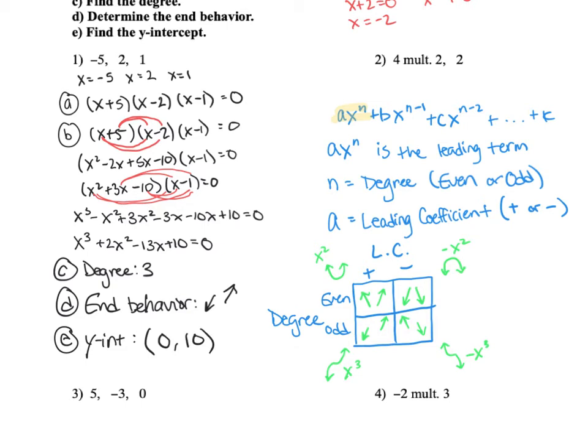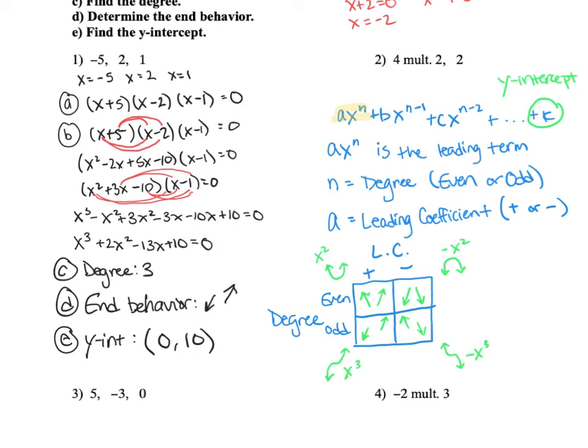Or another way you can think of this is, if we go back to our notes and look at this plus k at the end, without any of our x's, whatever you have there is going to be your y-intercept. So again, factor, multiply everything together, take a look at that leading term to determine your degree and your end behavior, and look at that very last part for your y-intercept.